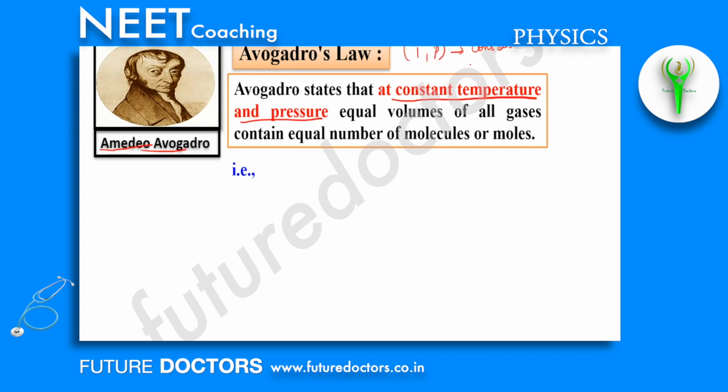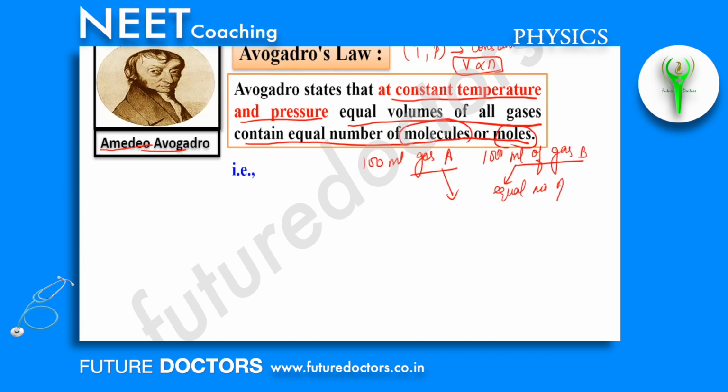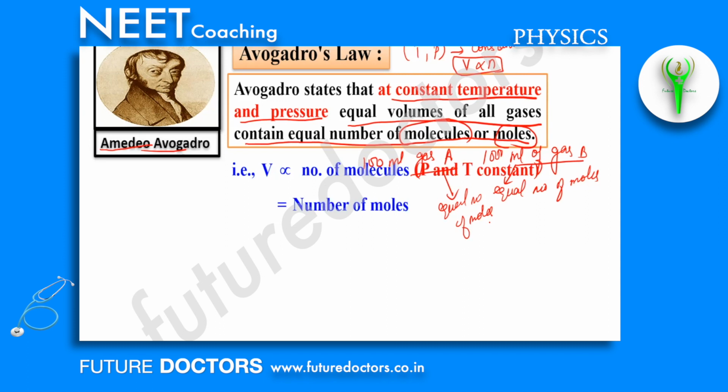Volume is directly proportional to the number of moles. Equal volumes of all gases contain an equal number of molecules or moles. That is called Avogadro's law. So volume is directly proportional to the number of molecules at constant pressure and temperature.